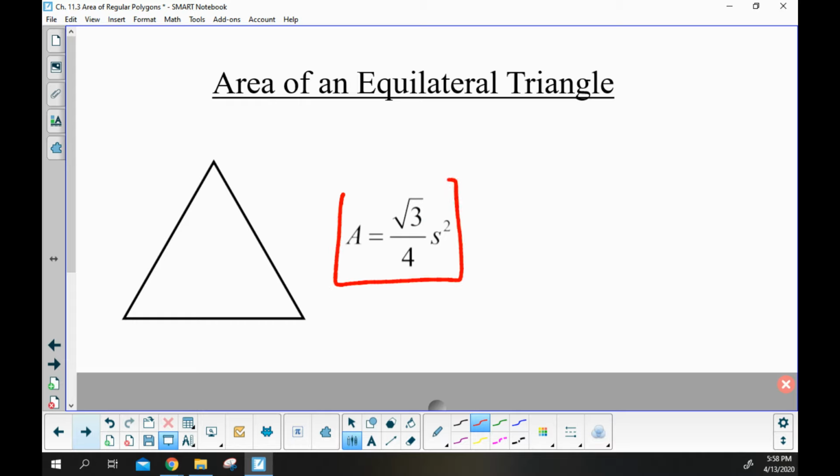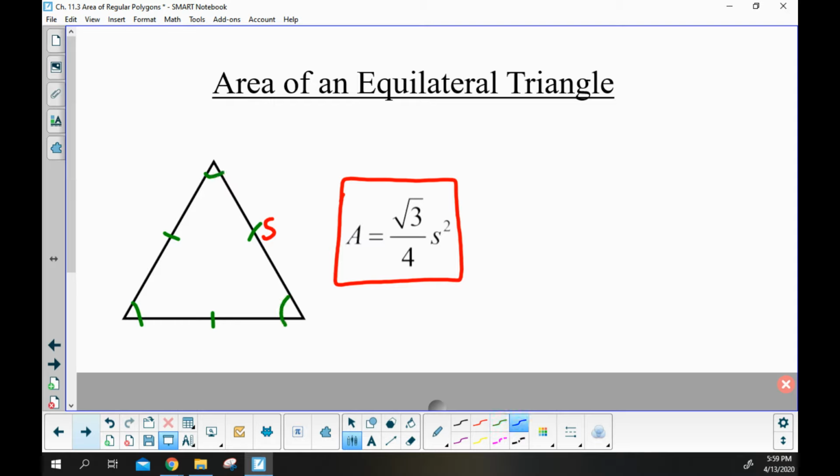The area of an equilateral triangle is the square root of 3 over 4 times whatever your side is squared. So again, remember, side is just whatever the side length is. So this is S here. The way I'm going to prove it to you guys is I'm going to drop an altitude into this. This is an equilateral triangle, which means all the sides are congruent and all the angles are congruent.